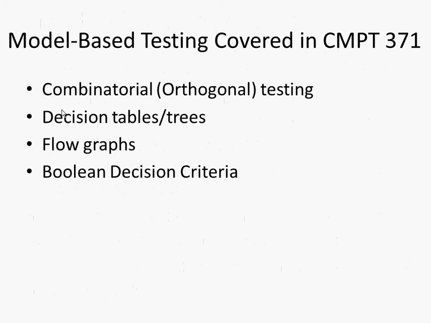Now, we've talked about some components of model-based testing already. So several, I guess maybe 2 weeks ago now, we talked about orthogonal array testing, decision trees, flow graphs, and Boolean decision criteria. I may have mentioned, but I didn't go into Boolean decision criteria. We'll come to that. Who can remember for me what an orthogonal array is? What is an orthogonal array? It has to do with... Good. Okay. Congratulations, you know what orthogonal means.